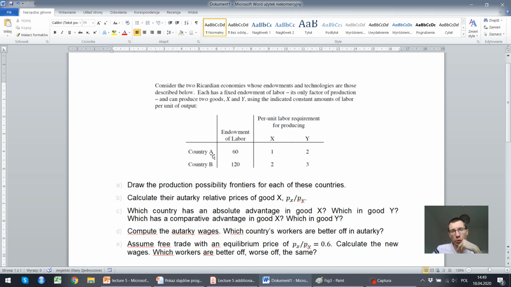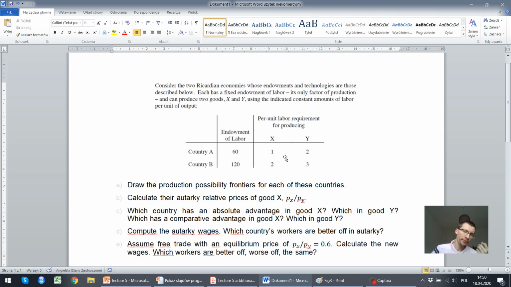So we have two countries, country A and country B. In both countries, labor is the only factor of production. And both countries have different endowment of labor, different supply of labor available. So the country A has 60 units of labor, country B is larger and has 120 units. Then there are two different goods in our economy. There is good X and good Y.